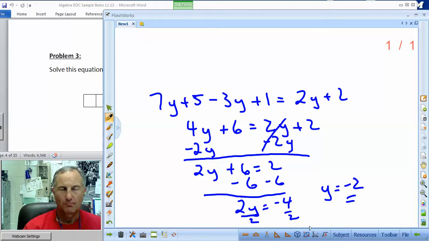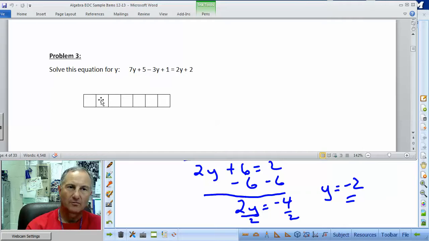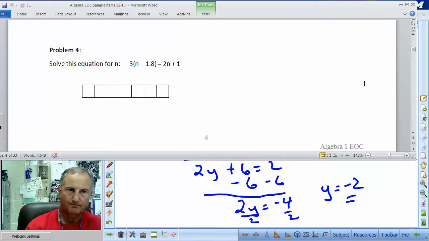Okay? Again, negative 2 or negative 2. Make sure the negative takes up one box. Negative 2 or negative 2 here, but don't put it in the middle. Okay? Moving right along, problem 4.